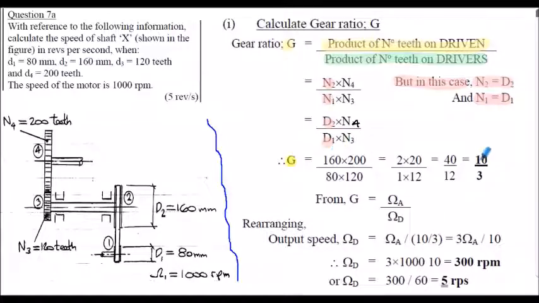Gear ratio has to be 10/3, and then I can find the output speed. I've got the input speed given to me in the question. I've actually got it in revs per second there. The question states it in revs per second, doesn't it? The answer, in terms of revs per minute, is 300 RPM.